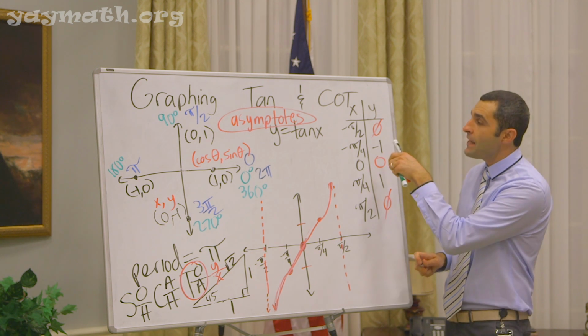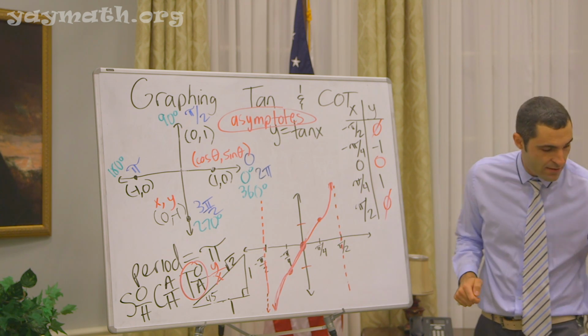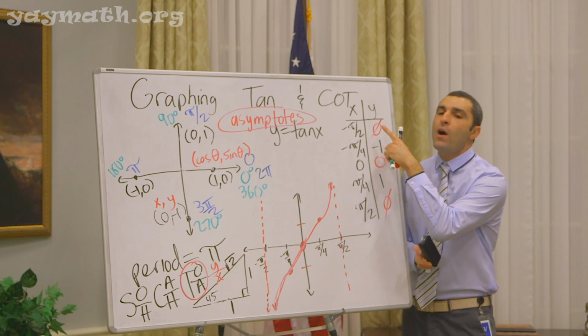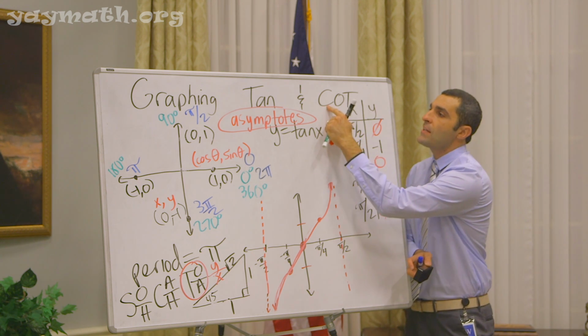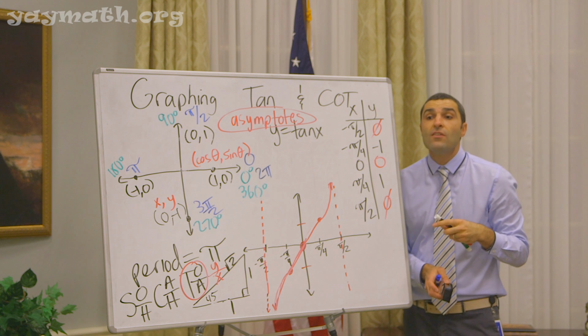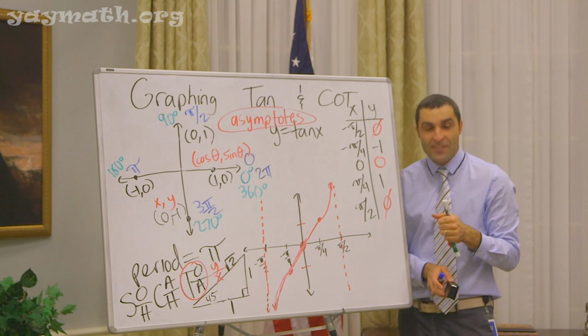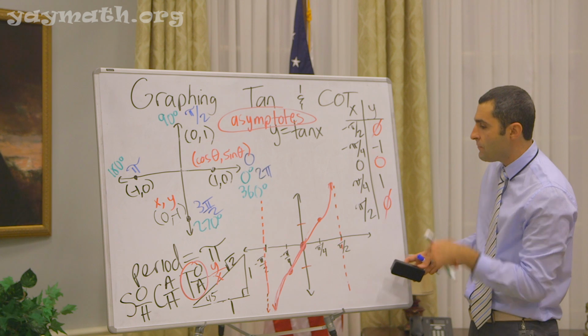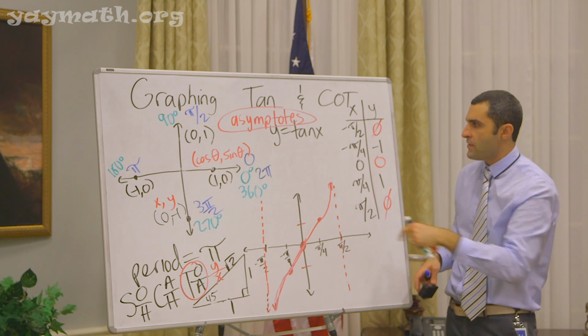Let's do cotangent, and then we're done with this section. Now, do you agree cotangent is the reciprocal of tangent? Yes. Reciprocal. 1 over tangent. So why don't we alter these points?